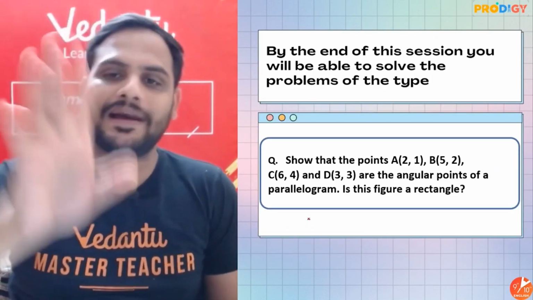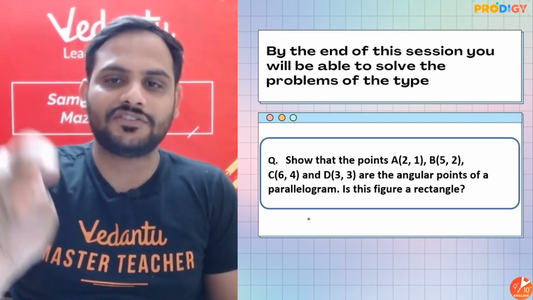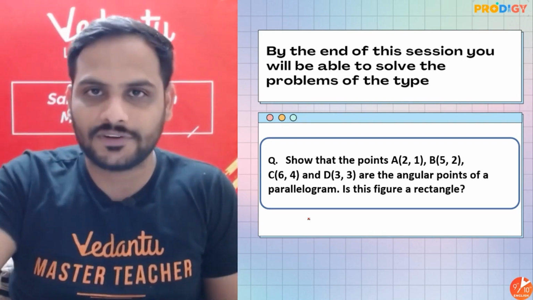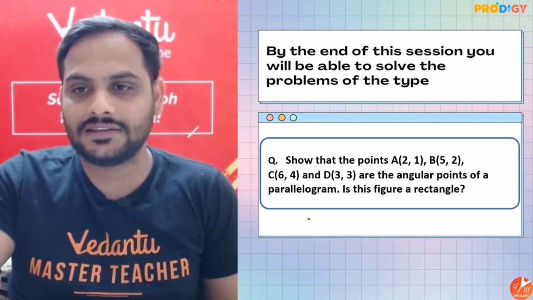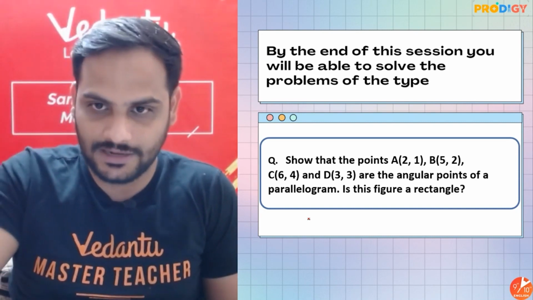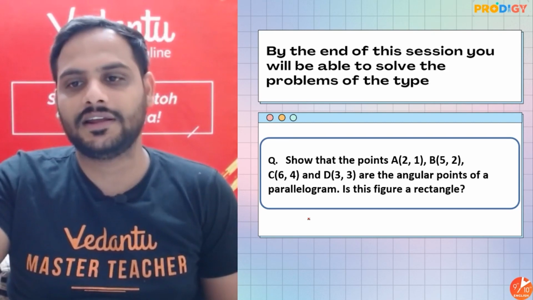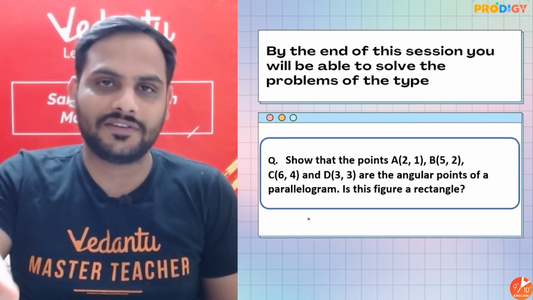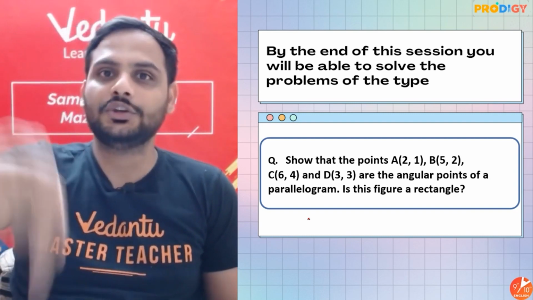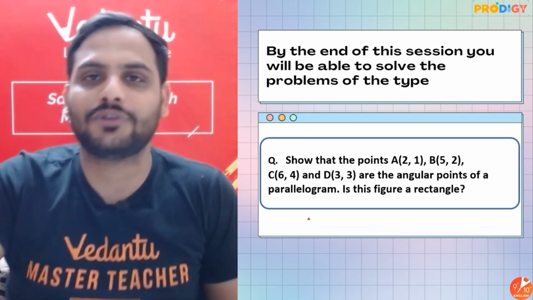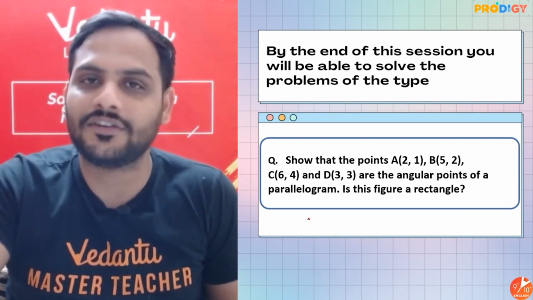By the end of this class, I'll make sure you'll be able to solve this kind of question. You can go through this question: A, B, C, D are the angular points of a parallelogram. Is this figure a rectangle? First you have to show whether it is a parallelogram, and then how we can prove a parallelogram to be a rectangle using coordinate geometry. That's what we are going to understand by the end of this class.